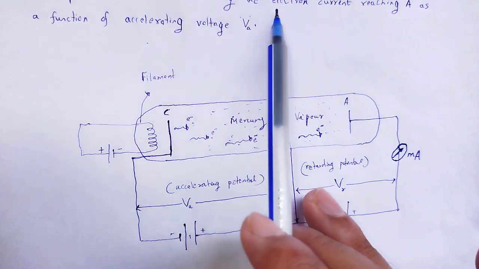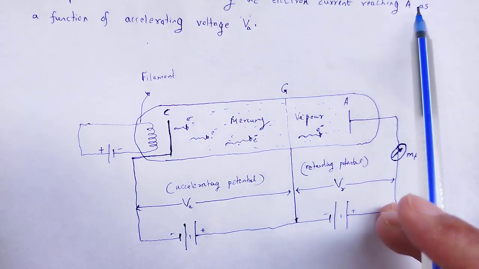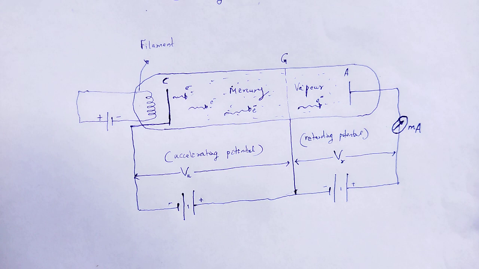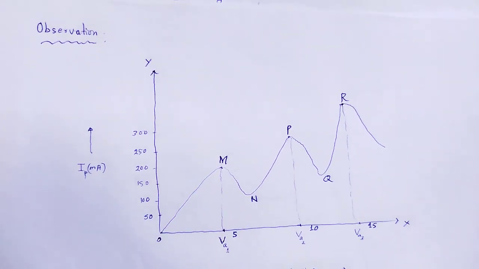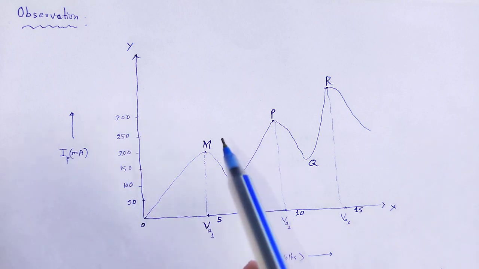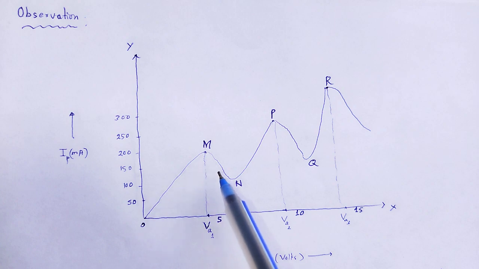The experiment involves measuring the electron current reaching A as a function of the accelerating voltage V_A. Accordingly, current is measured and we plot a graph between voltage and current. Current in milliampere, and voltage in volts. Voltage on the x axis, current on the y axis. And we plotted these results on that graph.